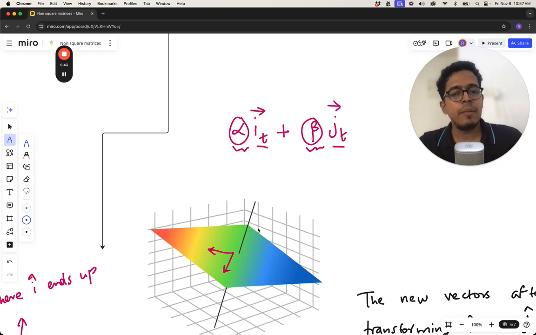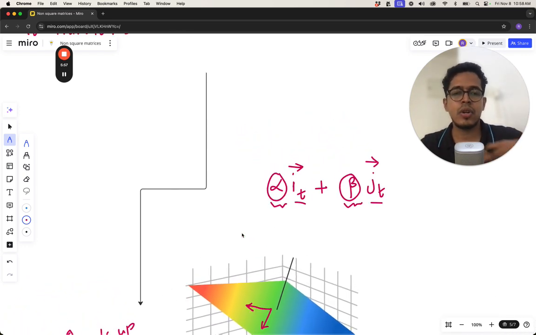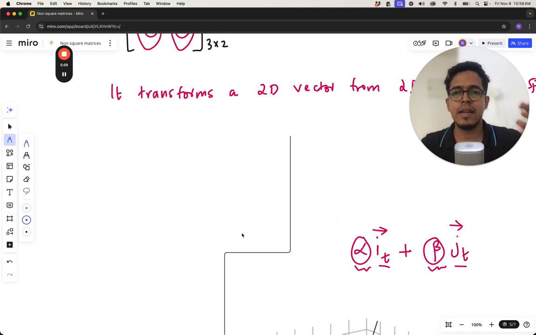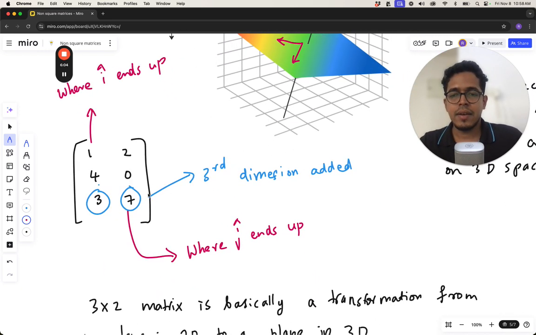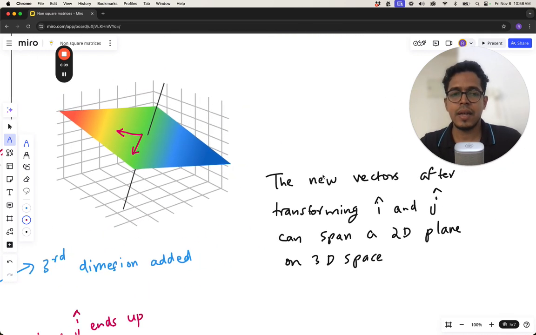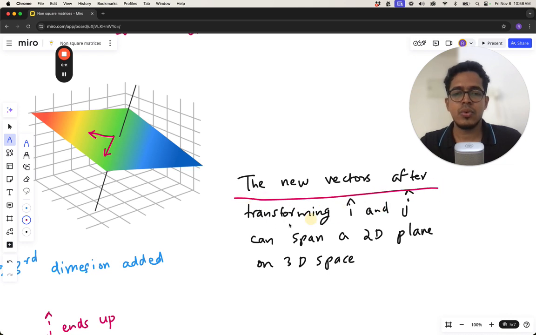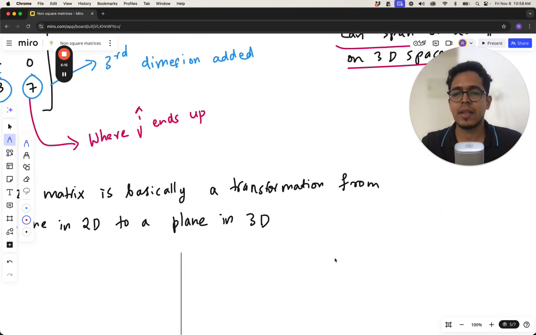But where is this 2D plane? Is this the same as the xy 2D plane? No. The vectors in this 2D plane will have one more additional dimension, the z dimension. So this is why we are saying the transformation is happening from 2D space to 3D space. But the amount of space that these two vectors can span is still limited to 2D. So that's what I have written here. A third dimension is added. You know where the i ends up, you know where the j ends up, and these two new vectors can transform the entire 2D plane in the 3D space.